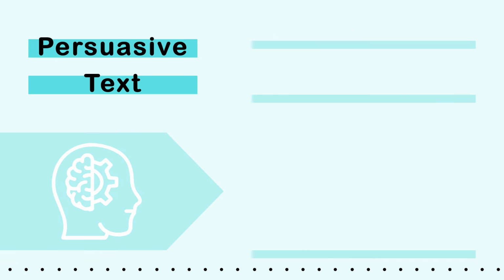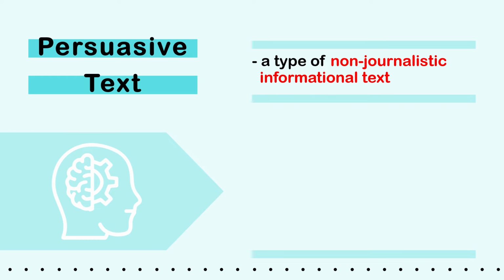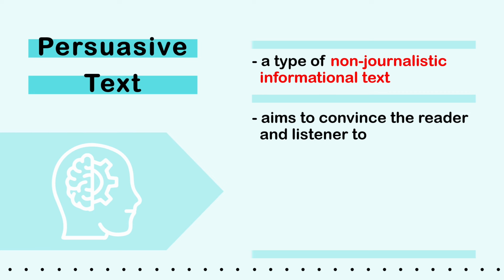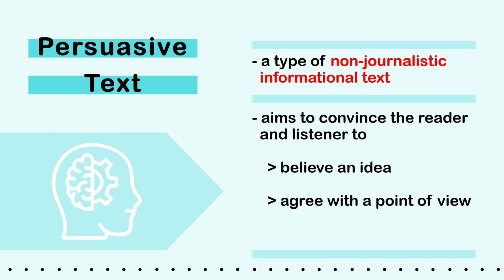So what is persuasive text? A persuasive text is a type of non-journalistic informational text that aims to convince the reader or listener to believe an idea, agree with a point of view, or take a specific action.